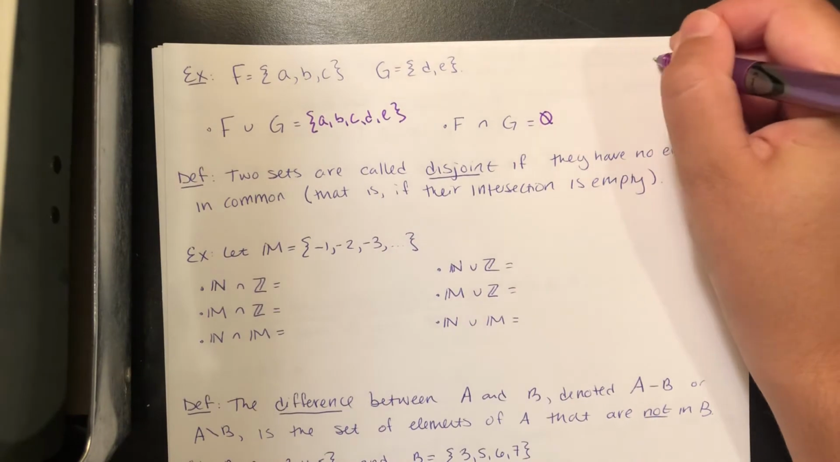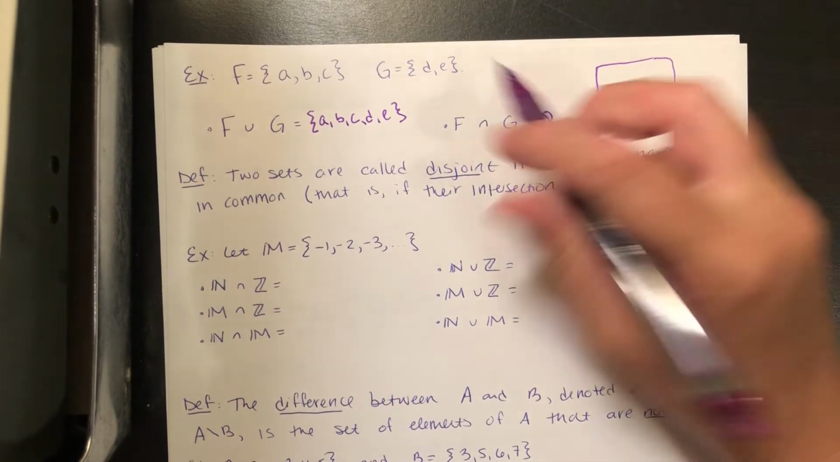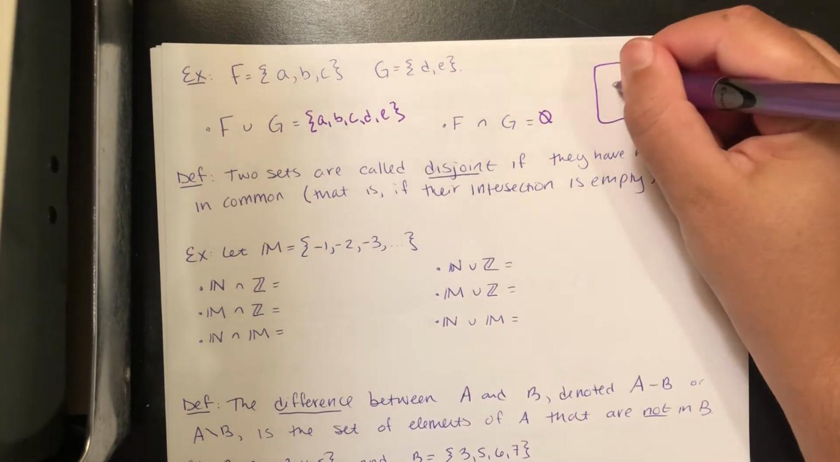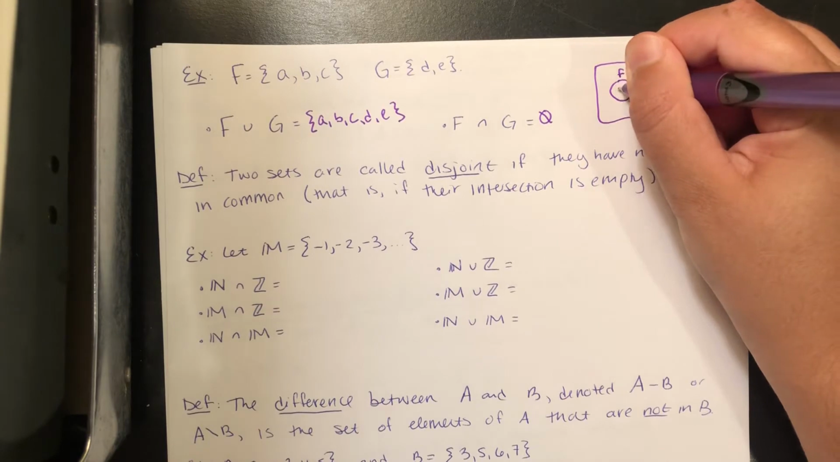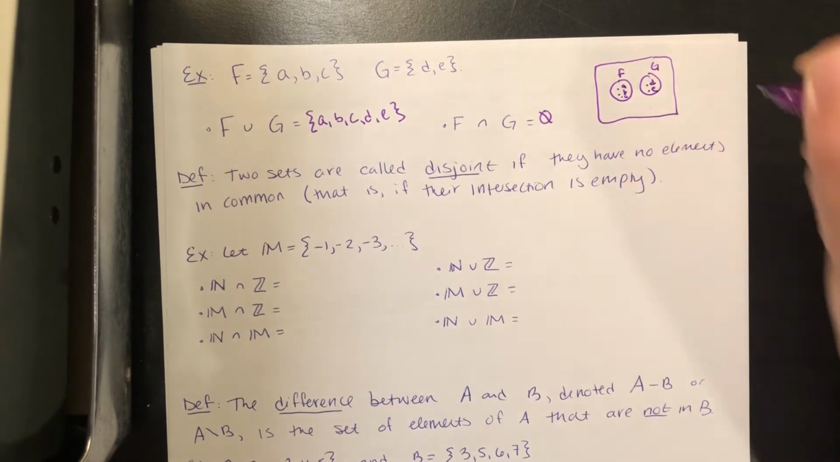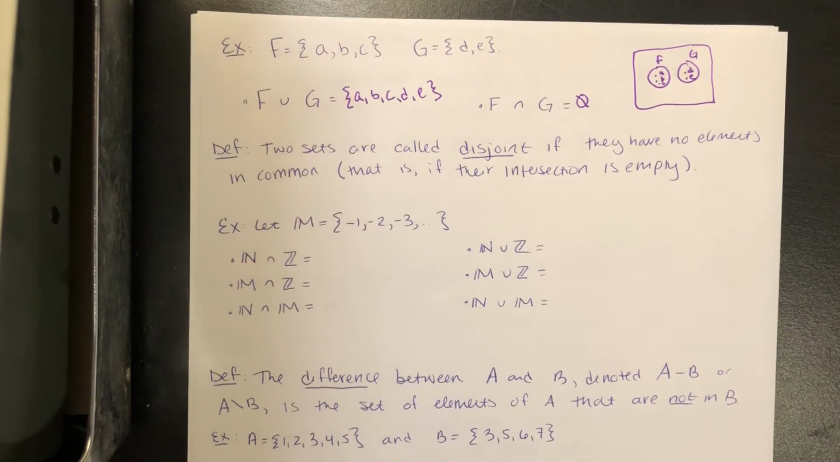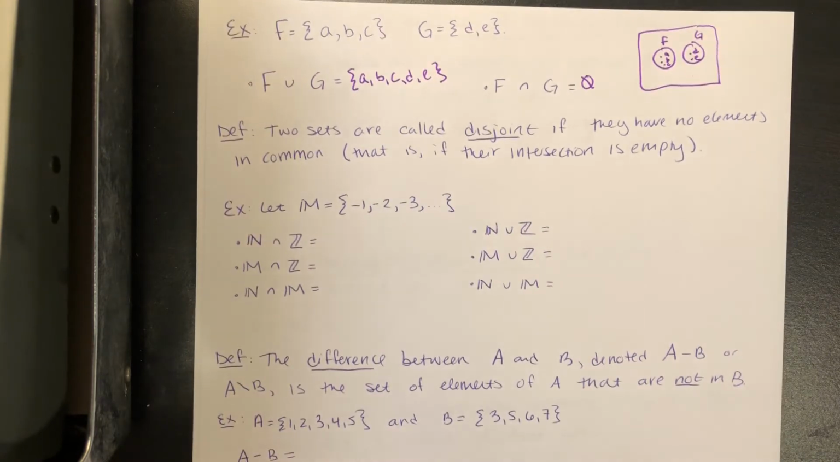sets. If we wanted to draw a Venn diagram of this, what's going to be in the overlap? Nothing, right? There's nothing that's in both of those sets. So the Venn diagram is really going to look more like this. Right? We've got A, B, and C, and then we've got D and E. They're separate. There's no intersection. And so two sets that have that property of having nothing in common are called disjoint. So we say two sets are disjoint if they have no elements in common, that is, if their intersection is empty.